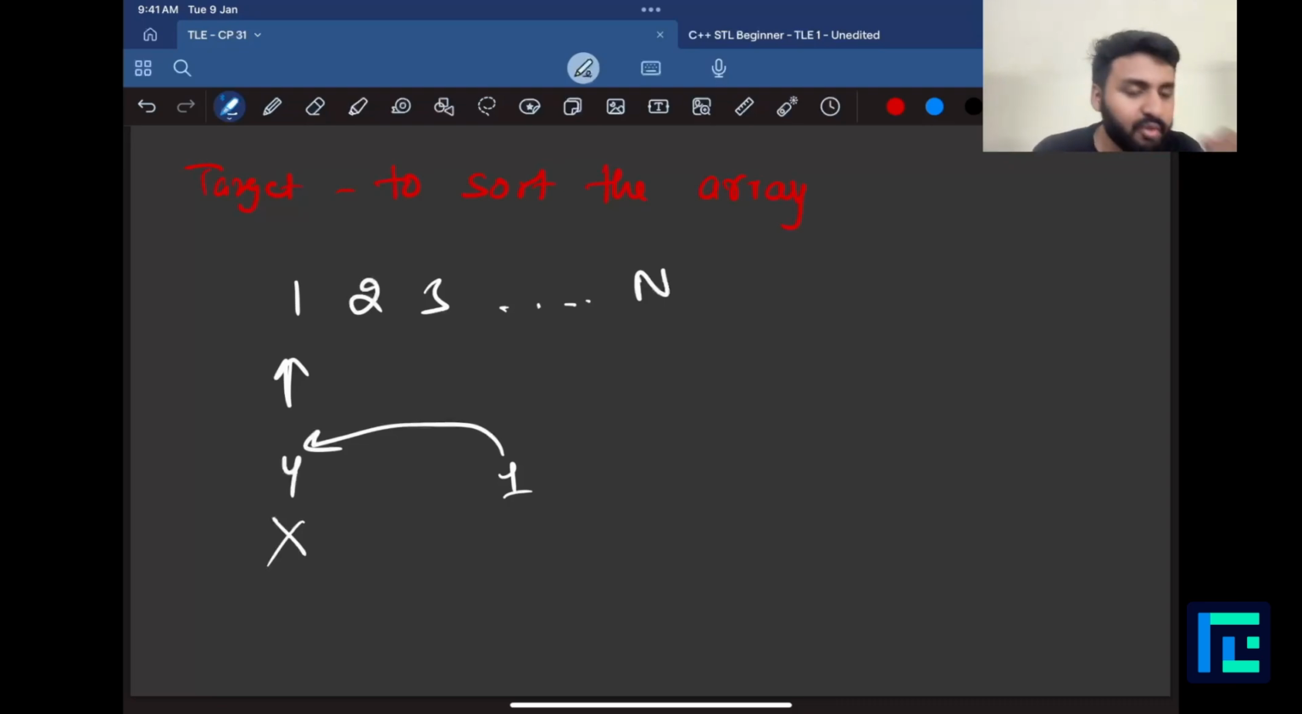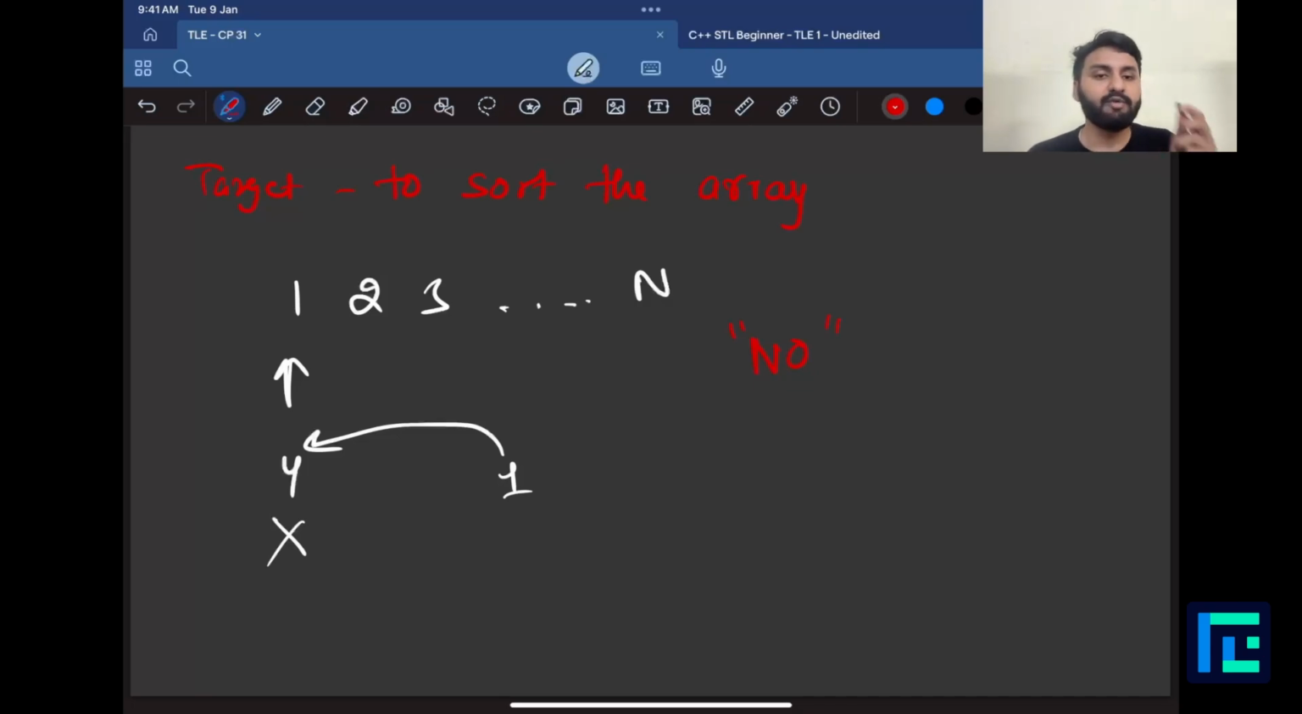This 4 will never move, because you don't have the power to make this 4 go from its current location to any other location. That means if the first number in the initial permutation is not 1, then you are in a big problem. You can always argue, I will never be able to sort the array, and my answer always becomes no.